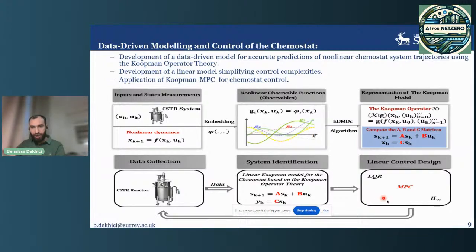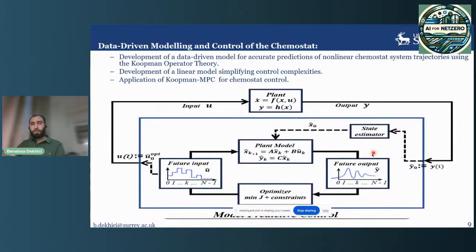So in our case, we use model predictive control, and I will give you just a quick overview of MPC. The idea of MPC is pretty simple. We have a plant, we have an input, and we have an output. We want to control our plant by measuring our output and controlling the plant by some generated input, of course.